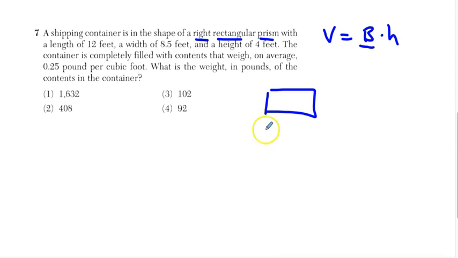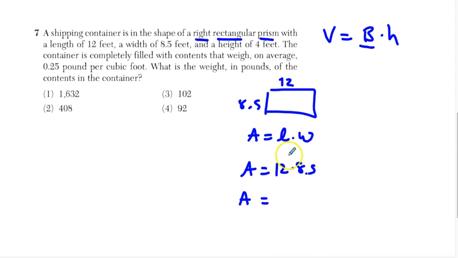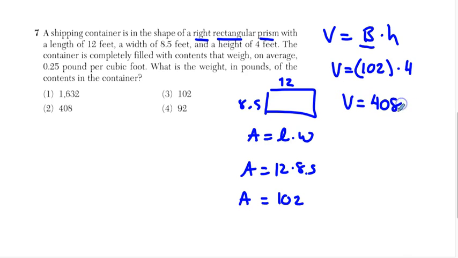So we're going to draw out our base, which is a rectangle, and we're going to say the area of our base is equal to length times width. Well, it tells us the length is 12, and our width is 8.5. So area is equal to 12 times 8.5. Our area is going to be equal to 102. Sweet. So now volume is equal to 102. That's my base. Remember, it's always the area of the base times the height, which is 4. The volume is equal to 408. And what units? Feet cubed.